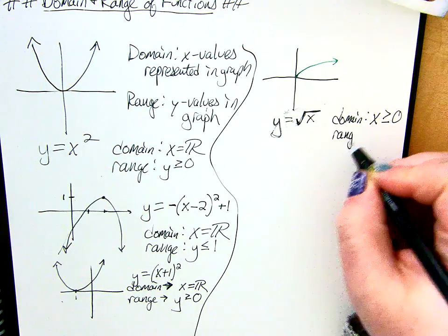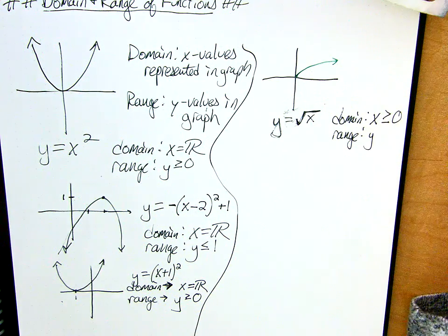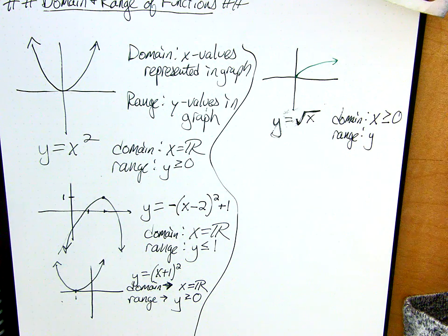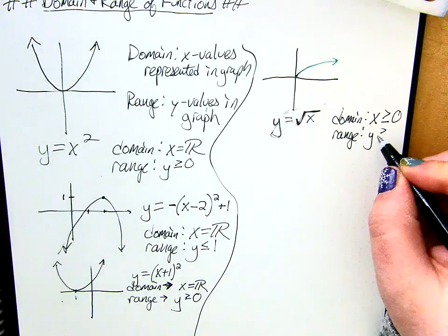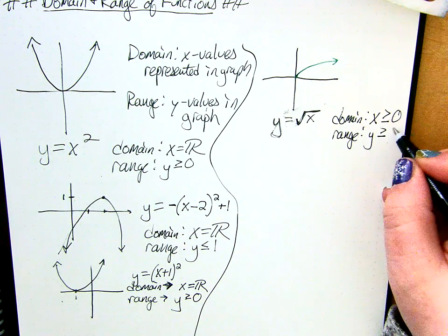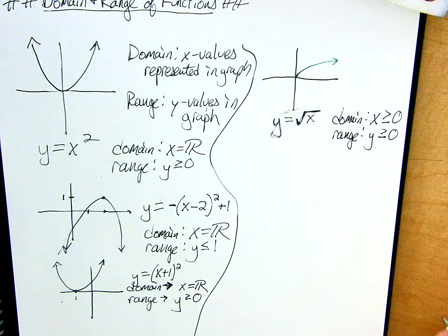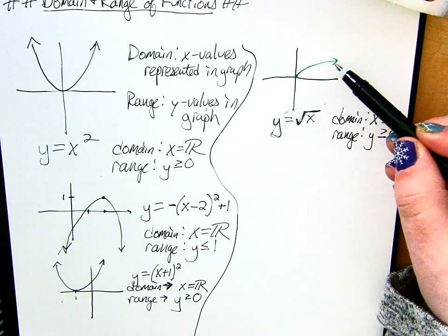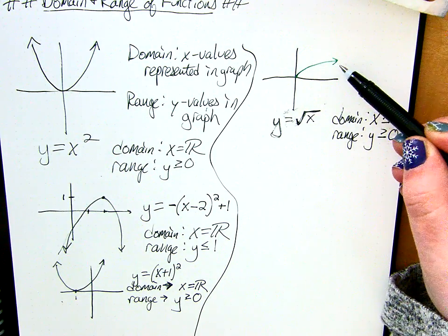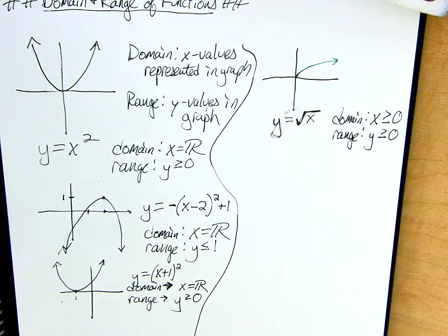And what would the range be? Y is greater than, yeah, 0. Yes. So in this one also, the y values start at 0. This is going to keep going up forever. It just gets slower and slower. But I eventually will get every single y value in the positive direction.